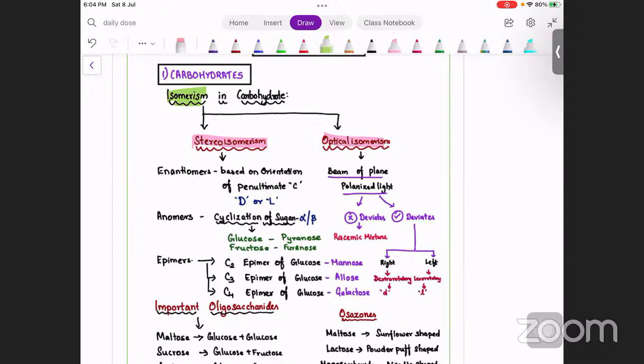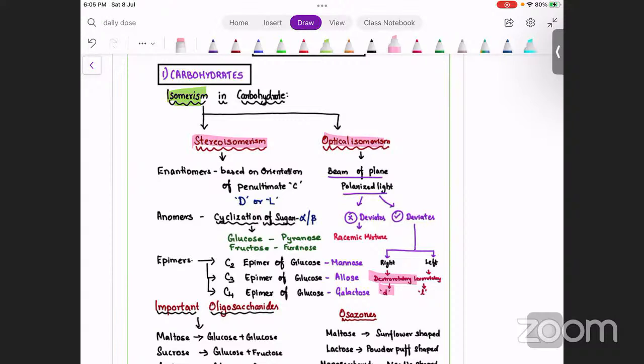Okay. So optical isomerism: whenever you take a sugar solution and pass a beam of plane polarized light, you check whether the light has been deviating or not. If the light deviates, you have to look at which direction it deviates, to the right or to the left. If it deviates to the right, we call that dextrorotatory or small d. If it deviates to the left, we call that levorotatory or small l.